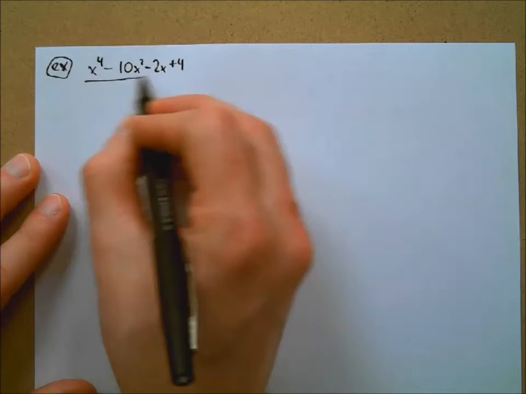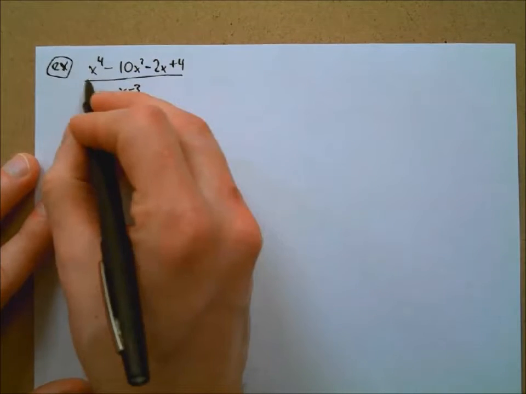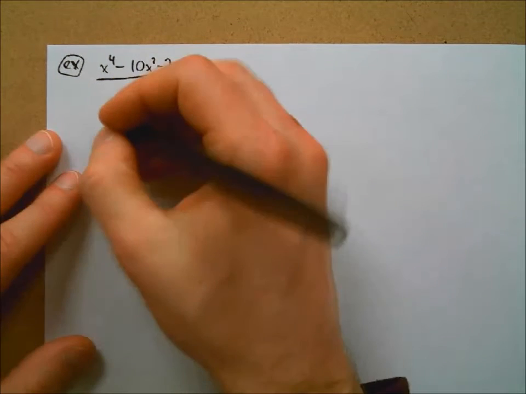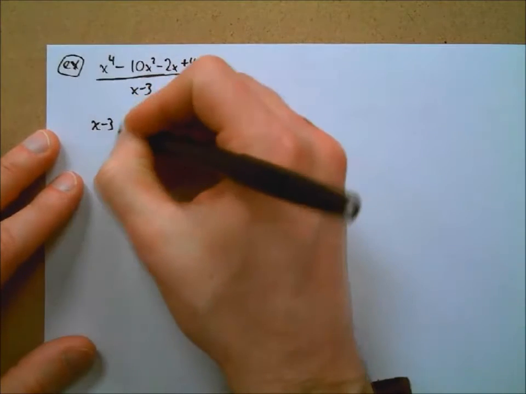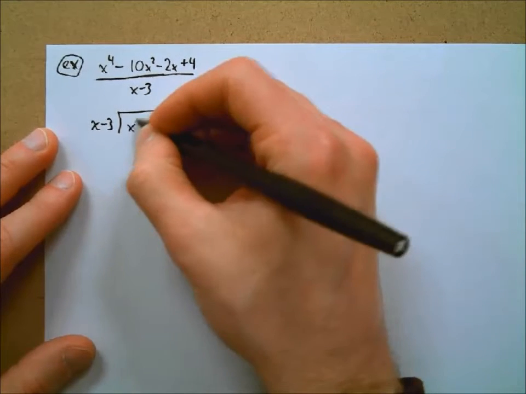All over x minus 3. Okay. So, let's set up our division here. X minus 3 goes on the outside. I think I left myself enough space there. And then x to the 4th.